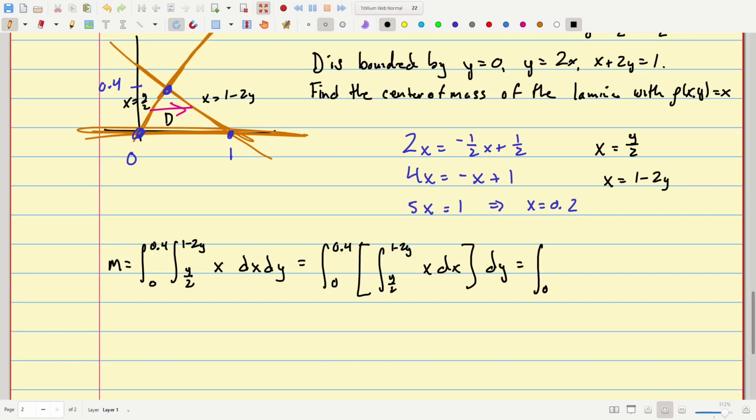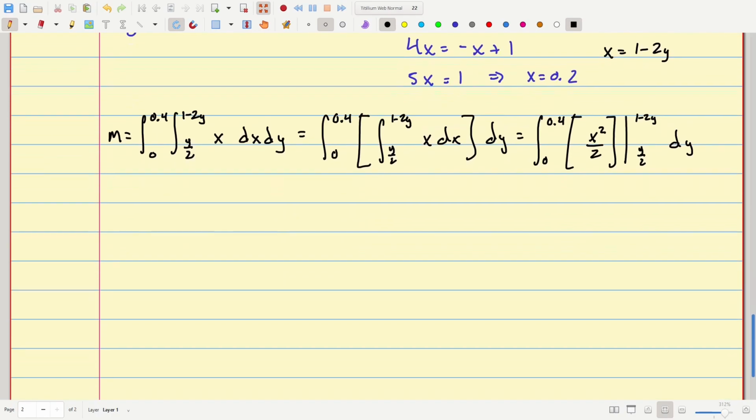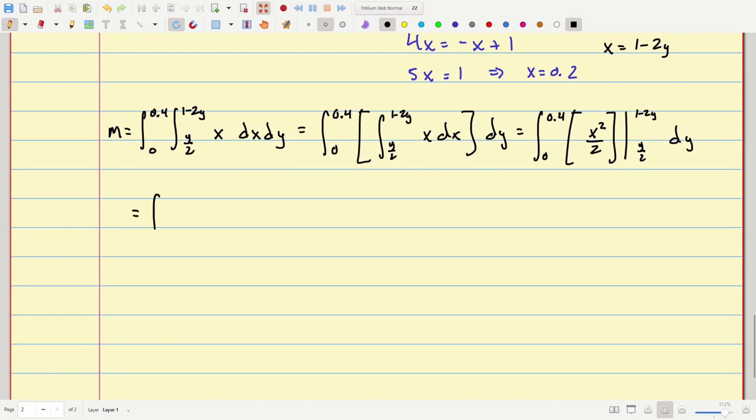All right, so we've written everything out. Get everything set up here. We get x squared over 2 evaluated from y over 2 to 1 minus 2y. So we're going to have a 1/2. I'm going to take the 1/2 all the way to the outside.